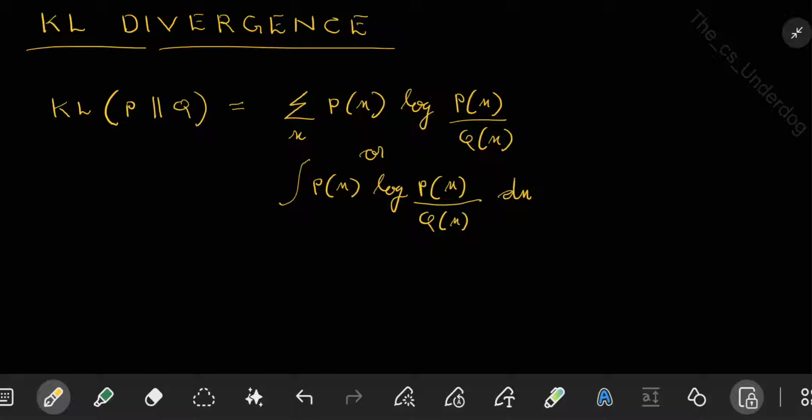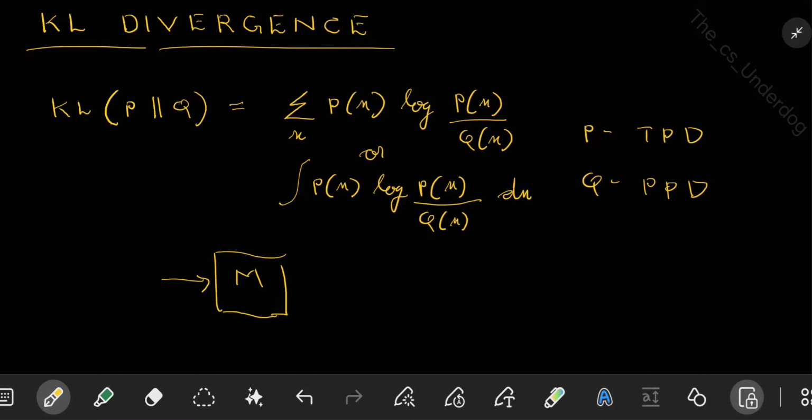One thing: what is P and Q here? P is your true probability distribution. What about Q? Q is the model's predicted probability distribution. So first, you have to get this idea clear. What are we comparing? You have a model. This is your machine learning model. You are giving some input to this, using which it is going to create as output a probability distribution. So whatever the model is creating, this is Q.